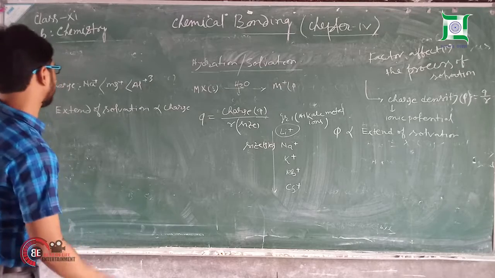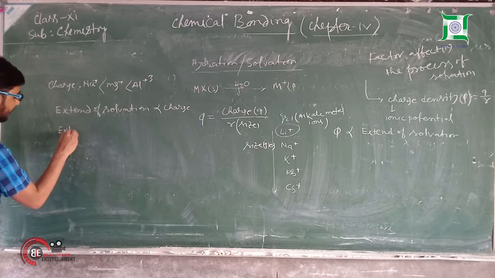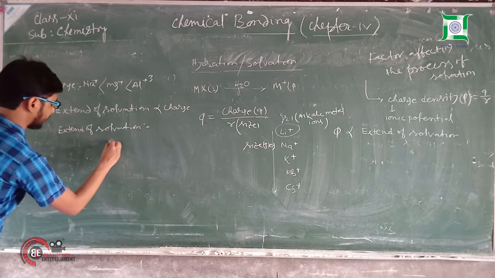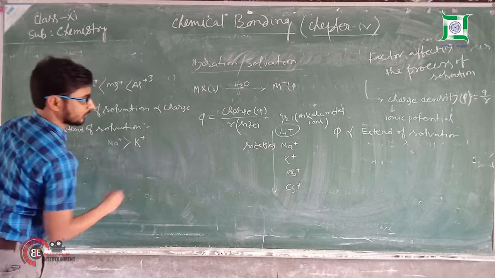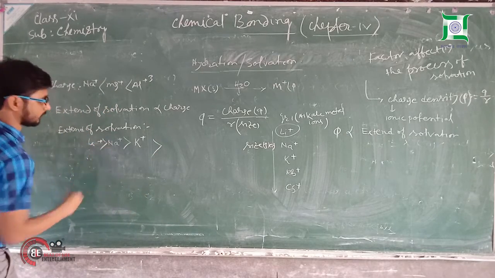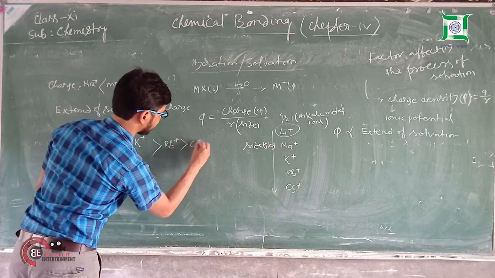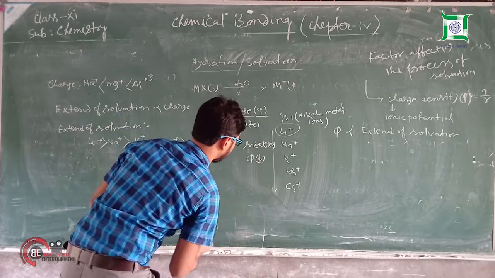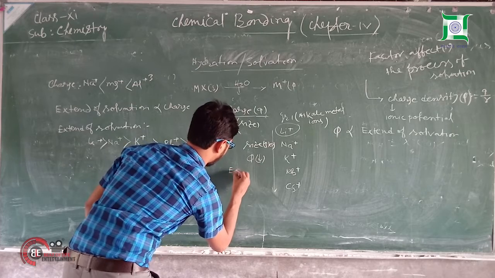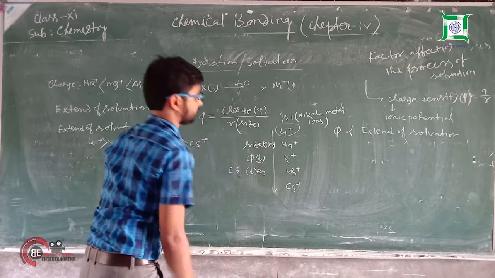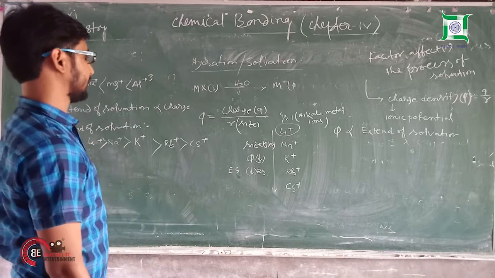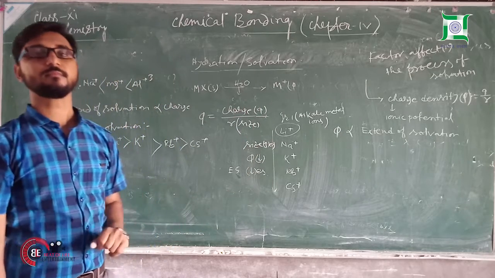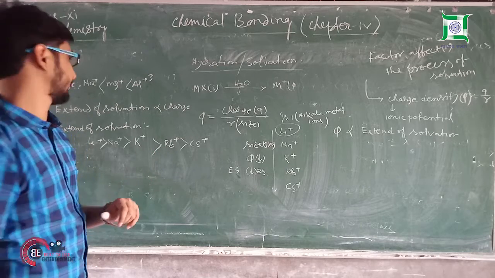So क्या हो गया? तो यहाँ सॉल्वेशन सबसे ज़्यादा, तो एक्सटेंट ऑफ सॉल्वेशन for alkali metal cation is that Na plus greater than K plus greater than Li plus greater than Rb plus greater than Cs. So top to bottom size increases, as a result ionic potential decreases, extent of solvation decreases. क्योंकि साइज के साथ सॉल्वेशन इन्वर्सली रिलेटेड है। अब क्या होता है?